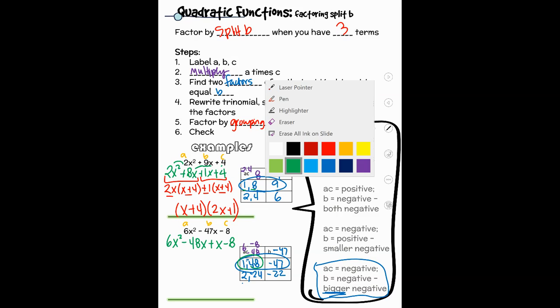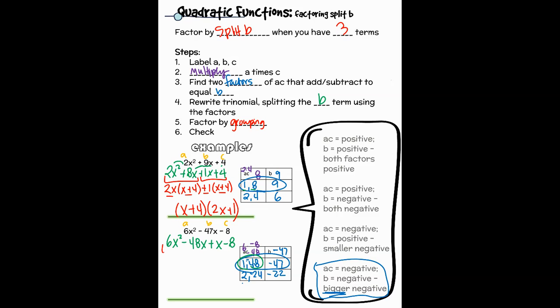Now, factor by grouping. What do we got? Greatest common factor is 6x. So when I take that out, I'm left with x minus 8. Greatest common factor between x and negative 8 is just 1. So when I take that out, I'm left with x minus 8. So my factors are x minus 8 and 6x plus 1.